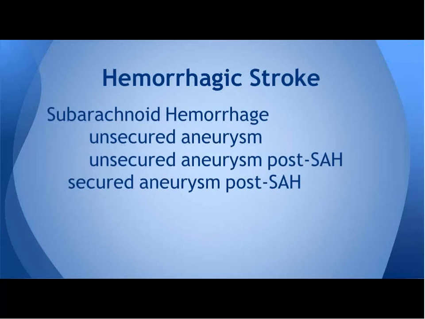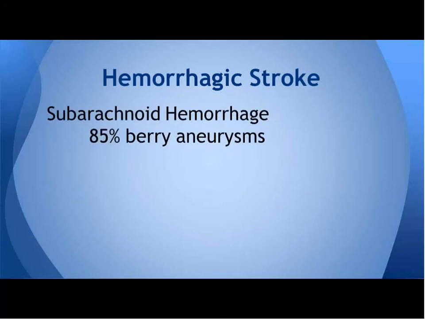So subarachnoid hemorrhage management is really dependent upon what stage you are in the patient's management. Is it an unsecured aneurysm, post-subarachnoid hemorrhage, or secured aneurysm post-subarachnoid hemorrhage? These are completely worlds apart in the way that we manage them. So identifying where the patient is in the course is key. For subarachnoid hemorrhages, the vast majority, as I said, are traumatic. The non-traumatic or spontaneous ones are predominantly berry aneurysms.